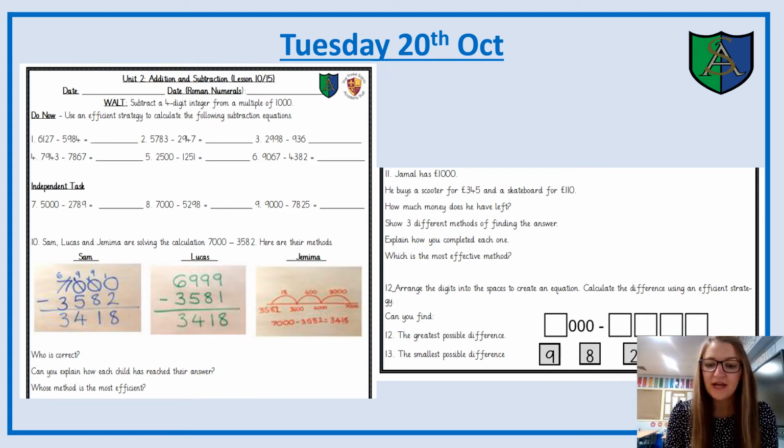And Jemima has used a number line. Although it's a subtraction question, we know that subtraction is the same as counting on. And Jemima has counted on from 3,582. She's jumped up to 3,600. She's jumped up to 4,000. And then she's jumped up to 7,000. And she's got the same answer of 3,418. Who is correct? Or are they all correct? Can you explain how each child has solved their answer? Who is the most efficient?